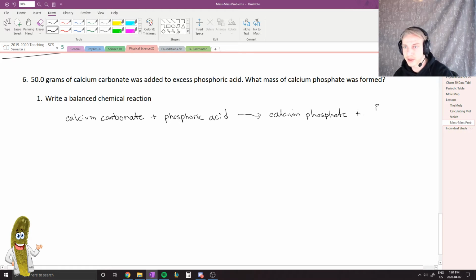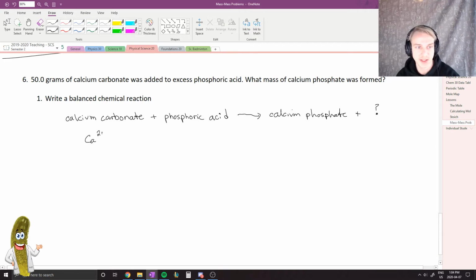I don't know what the other product would be. I was told what one of them is, but I don't actually know what the other product would be. So the only way I can figure that out is if I start writing out the chemical formulas. So we're going to do that, and I'm going to write these out in lots of steps so that you can see this.